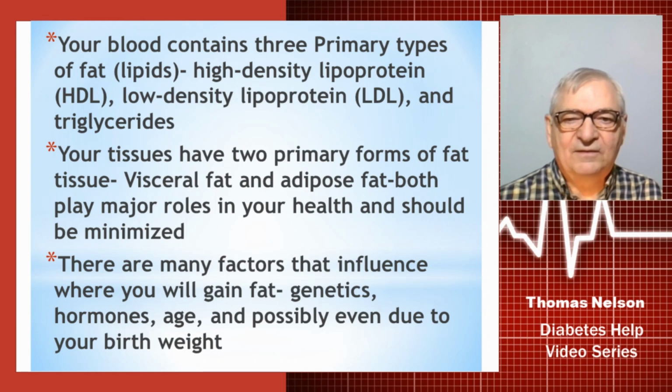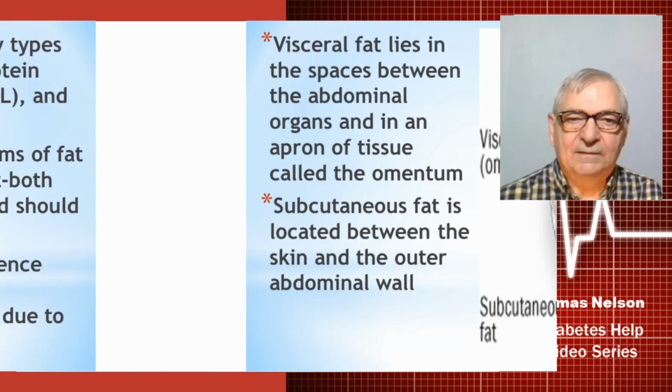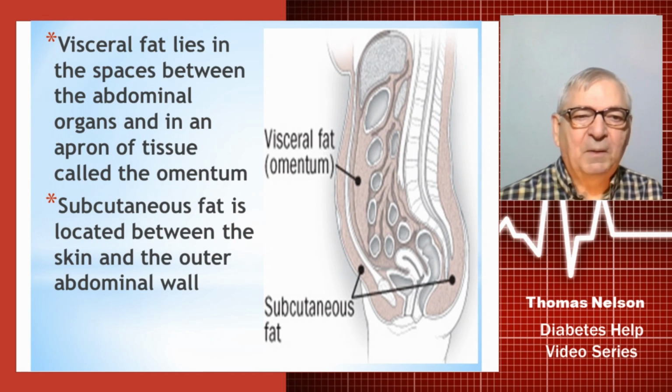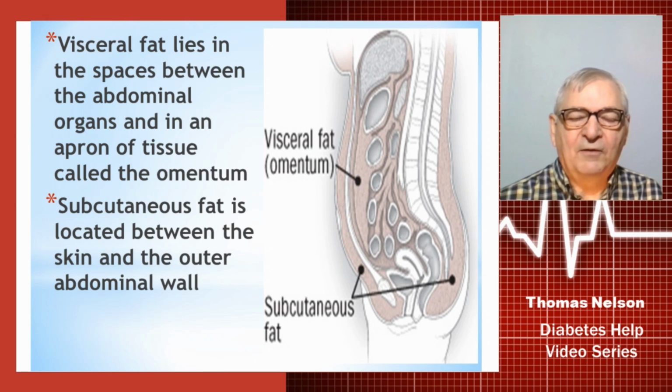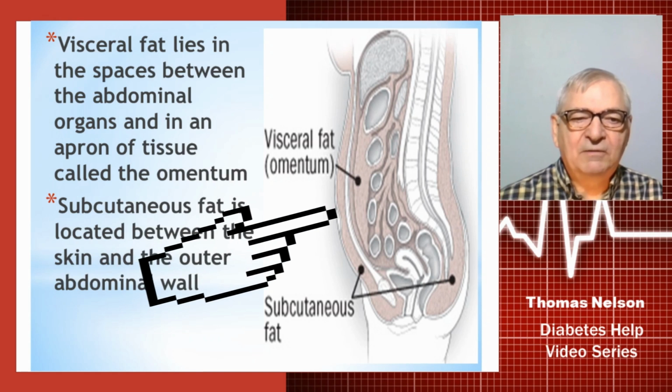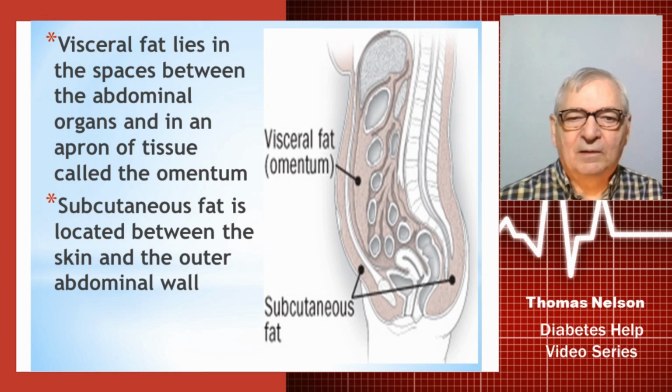There are many factors that influence where you gain fat, like genetics, hormones, age, and possibly even your birth weight. Visceral fat lies in the spaces between the abdominal organs and the apron of tissue called the omentum. You see in this diagram, right in this area, all around all of your organs, you will find the visceral fat. The subcutaneous fat is located between the skin and the outer part of the abdominal wall. That abdominal wall is where your abdominal muscles are found.